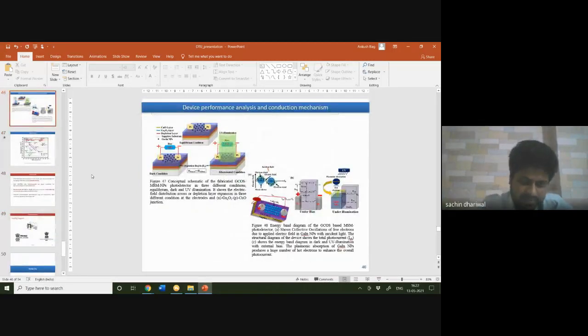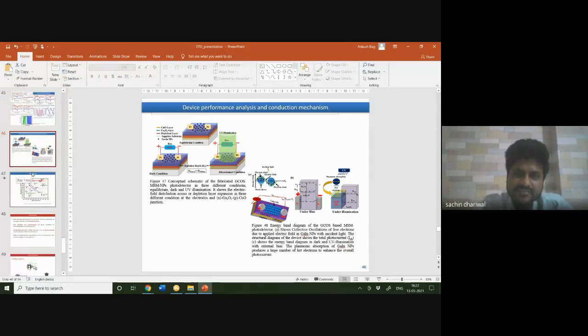So mainly to summarize this talk, you first discussed the basic working of a photodiode, I mean of a photo detector. After that, we discussed the potential applications of this photo detector, right from imaging to telecommunication and thermal imaging and so on.